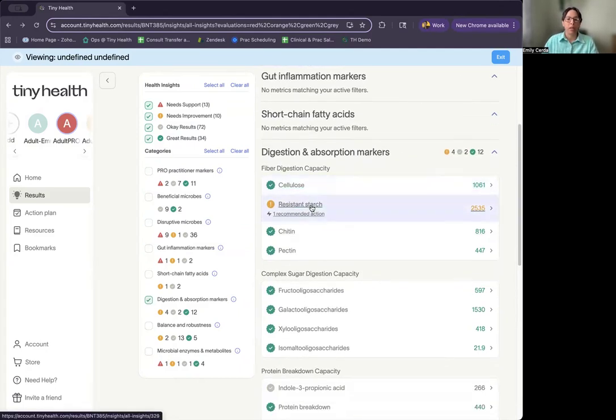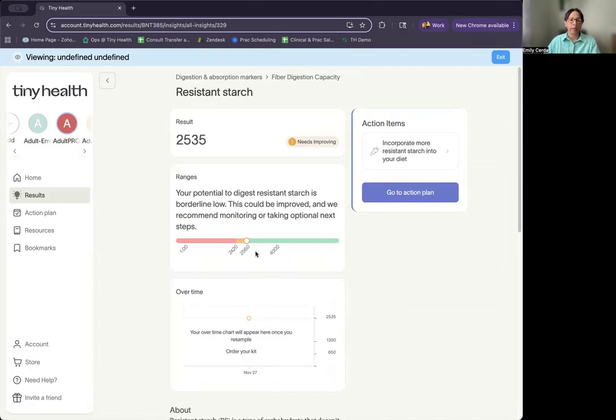If I back out here, whoops, I'm going to go right back to where we were. In the resistant starches, we can see that this one is suboptimal. If I click in, now this is right on the edge, but the way I would describe this is to say that the microbes in the large intestine should carry the genes to help with resistant starch digestion. That microbial population has started to dwindle. That means the number of genes has also started to dwindle. And so the only way to have more capacity or to grow this population is to feed it the food that it likes. So in essence, when you see something that comes up in the yellow or the red range, it means to eat more of this food type.